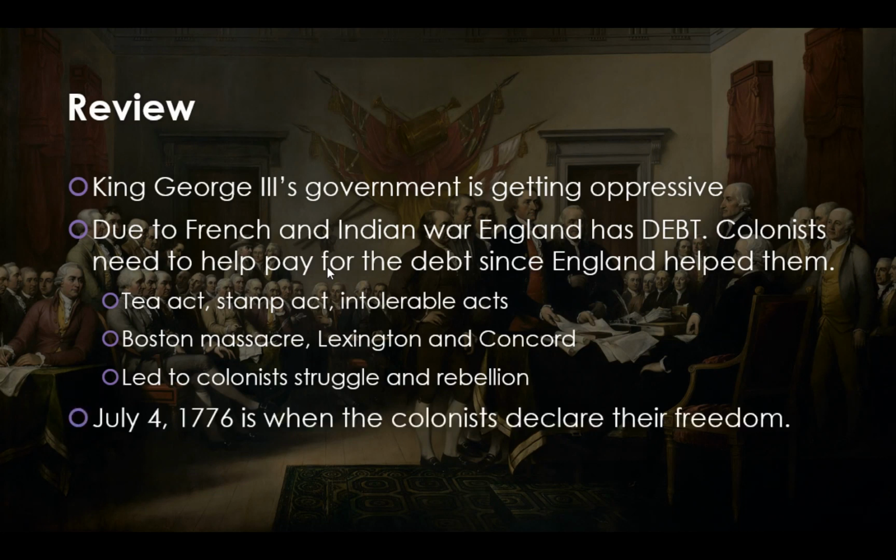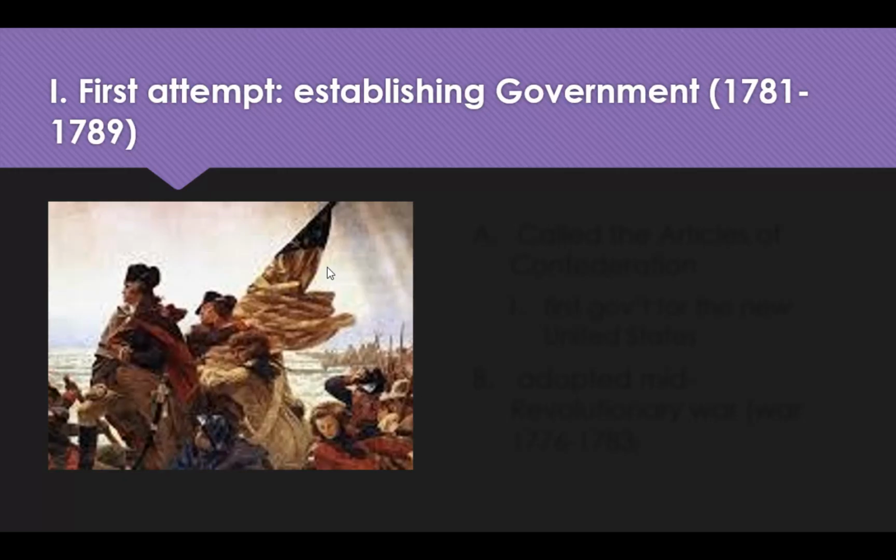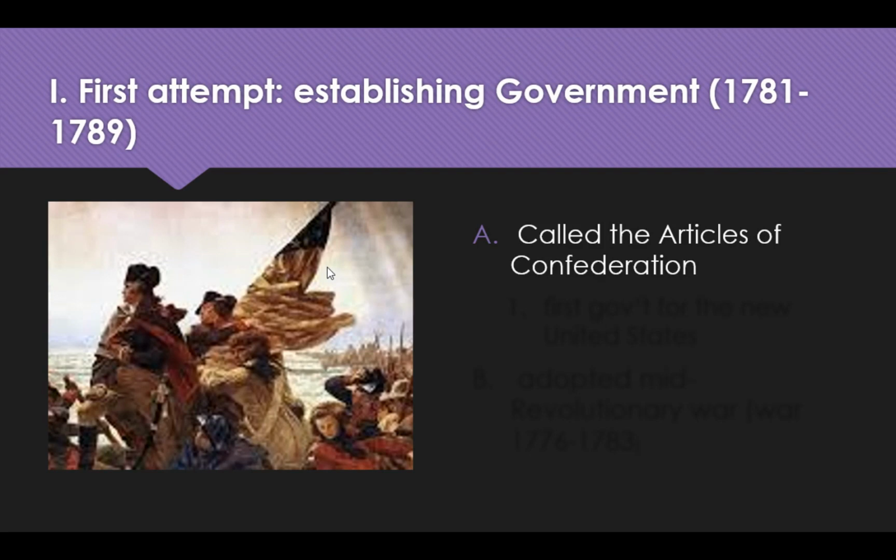And on July 4th, 1776, the colonists finally declared their freedom. But the question that we've got to ask is, now what? Now that we declared our freedom and the United States, or the colonies, are looking like they're going to win this war, what do we do now? And so the colonists finally decide that we have to establish a government, and they create the Articles of Confederation.